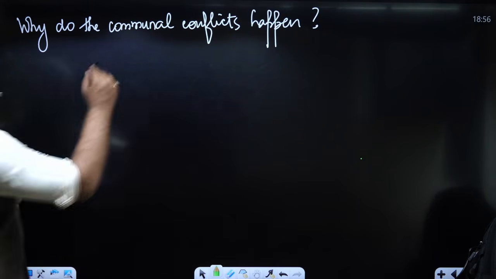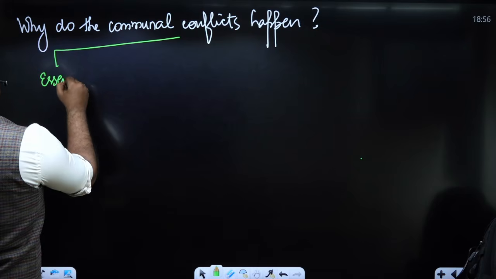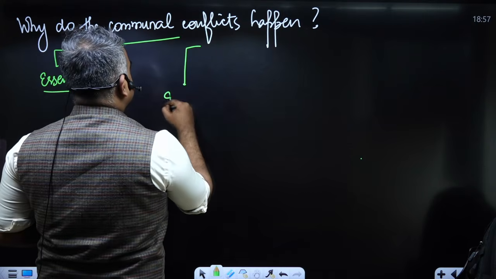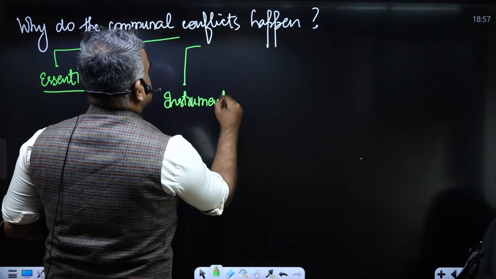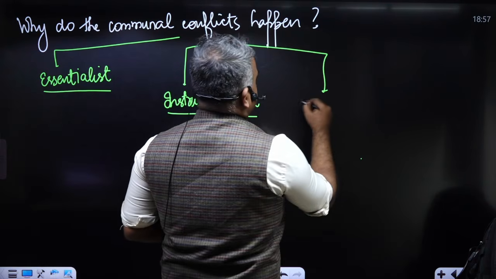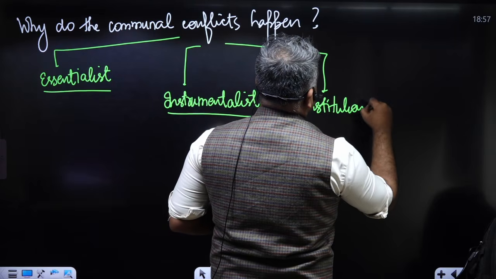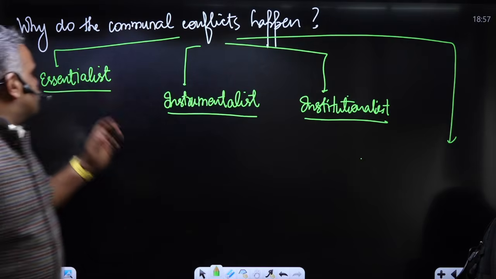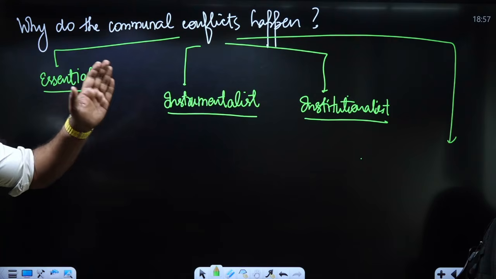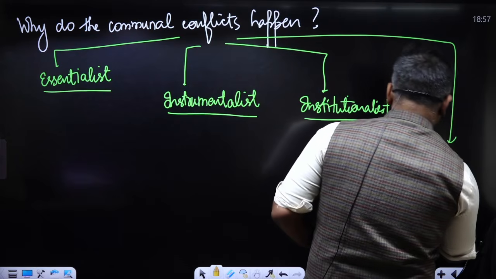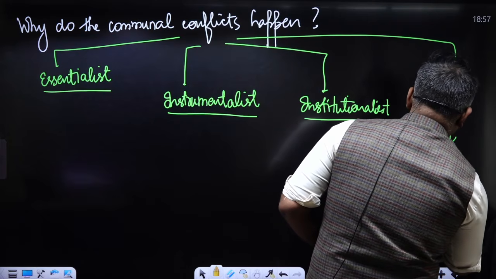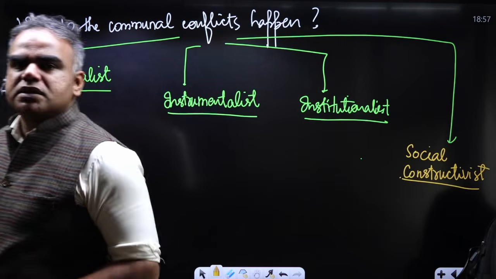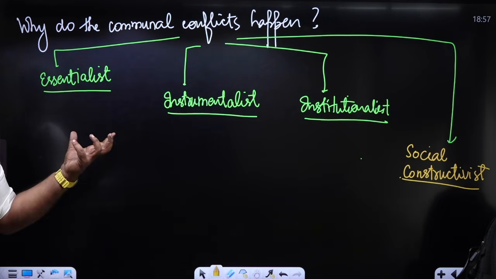So basically there are four major perspectives on this. There is an essentialist perspective, there is an instrumentalist perspective, there is an institutionalist perspective, and I'll explain all four to you, so you will not have any specific doubt. So one is essentialist, instrumentalist, institutionalist, and the last one is social constructivist. Now, let's talk about these four perspectives one by one.